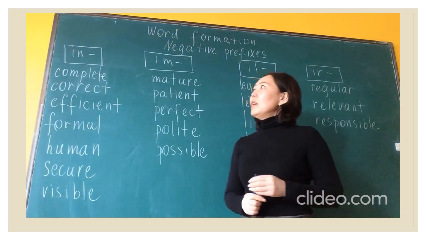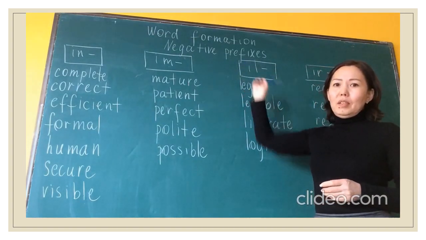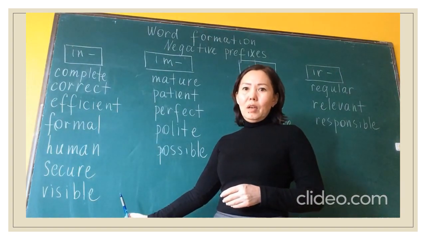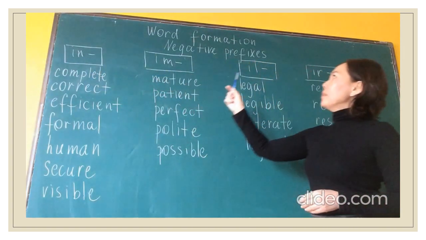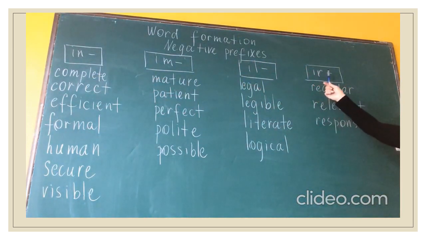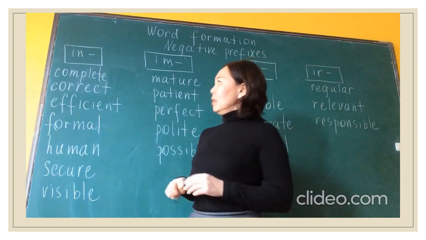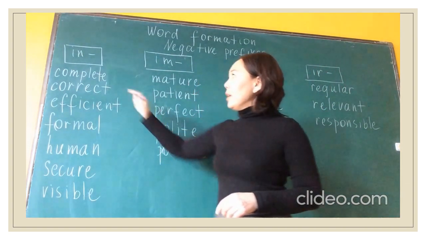Today we have a lesson on word formation, on how to increase your vocabulary with the help of prefixes. And we are going to talk about negative prefixes, the prefixes that make adjectives negative. And these prefixes are in, im, il, and ir. So let's have a look at the blackboard and make these adjectives negative.